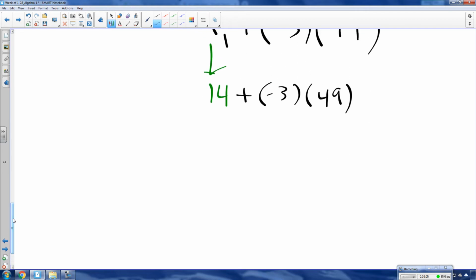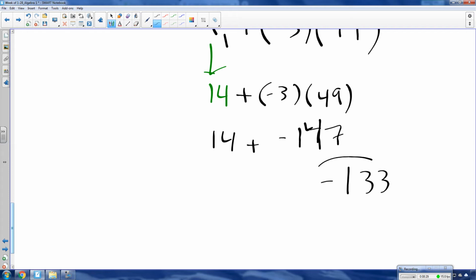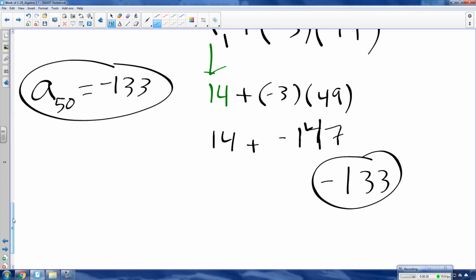So now I'm going to take -3 times 49, which is -147. And I'm going to salvage that one. We're going to add the 14 to it. So if I do that, I think I've got -133. Is that correct? Yep. That is your 50th term. Term number 50, A50, is -133. Okay? That's a formula that you can use to get there.